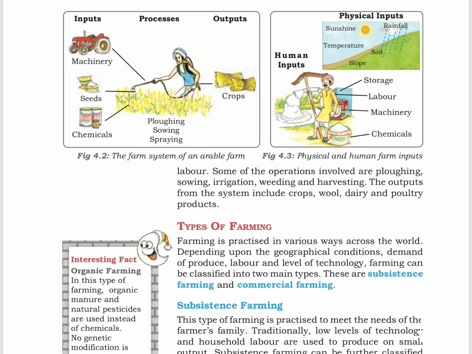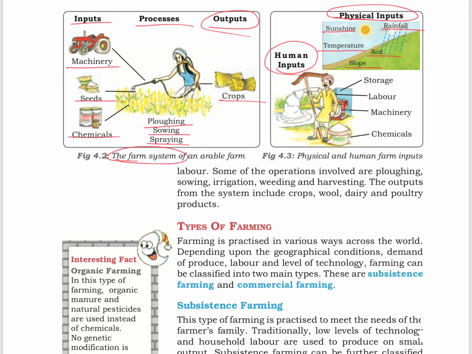Next we have farm system. For this, inputs may include machinery, seeds, chemicals, etc. For the processes we have plowing, sowing, spraying, and the outputs are the crops. Next we have physical inputs like sunshine, rainfall, temperature, soil, slope, etc. Next we have human inputs like storage, labor, machinery, chemicals, etc.